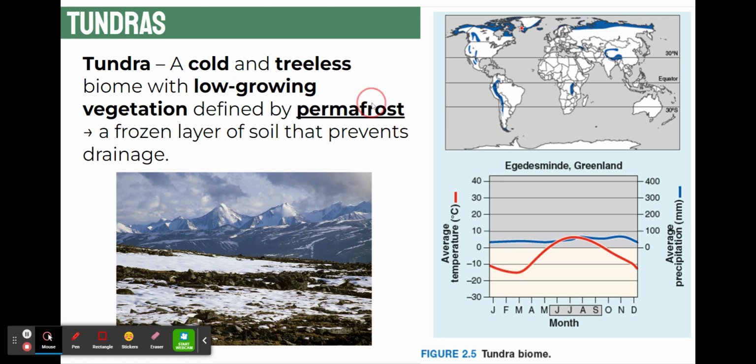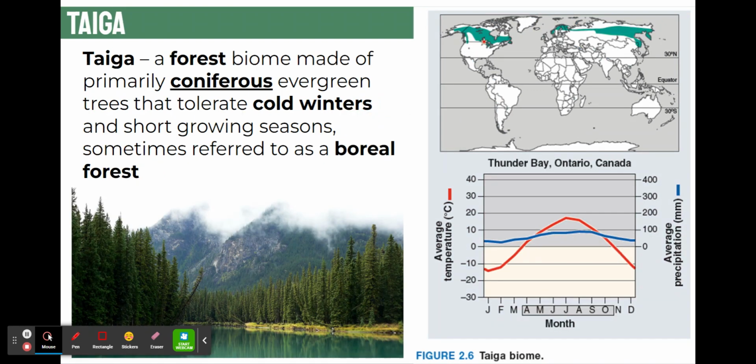A taiga is a forest biome made up primarily of coniferous evergreen trees. So these would be like Christmas trees. They're the ones that don't lose their leaves during the winter. They can tolerate the colder seasons, and they have very short growing seasons. Sometimes it's referred to as the boreal forest, and they're found primarily, again, in northern latitudes.